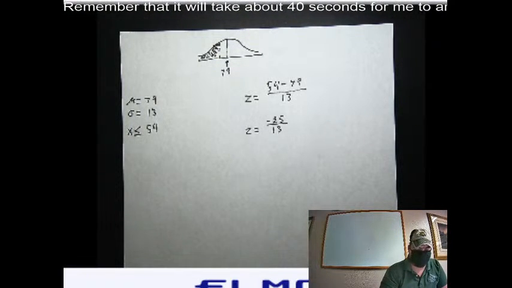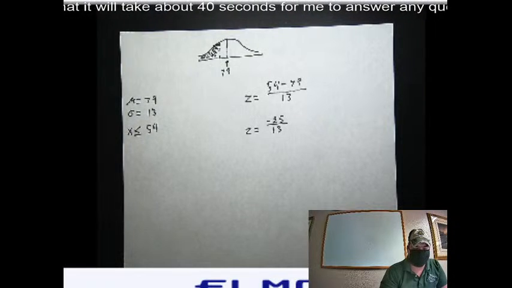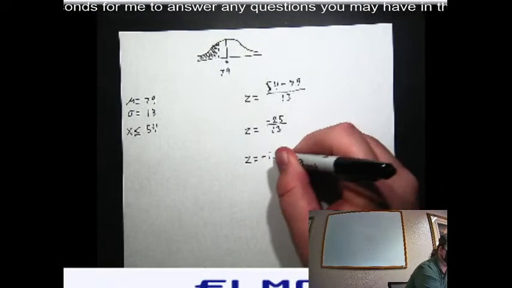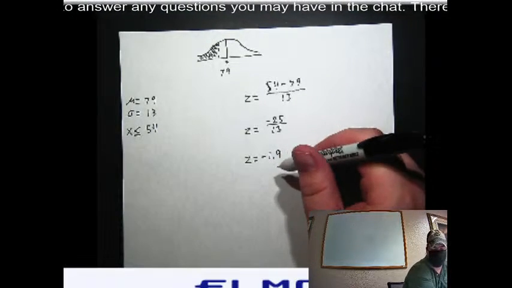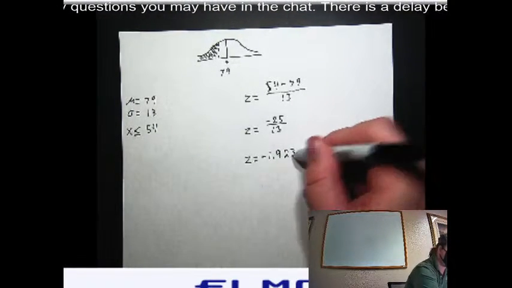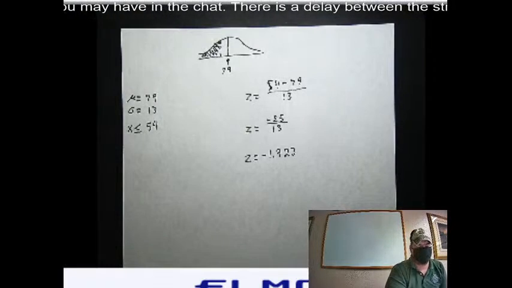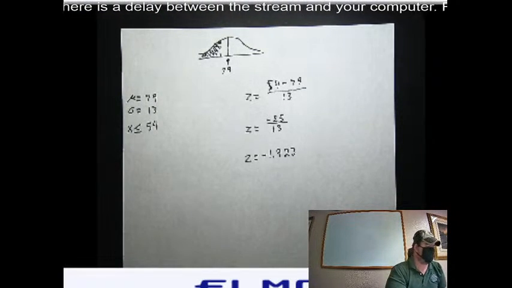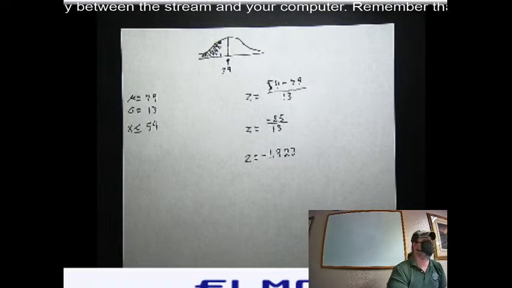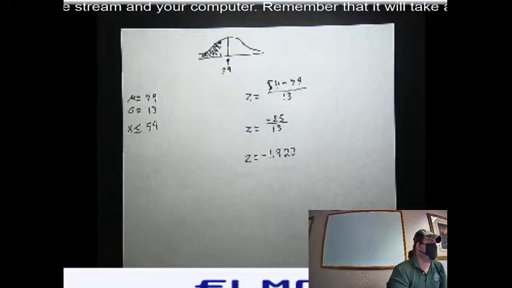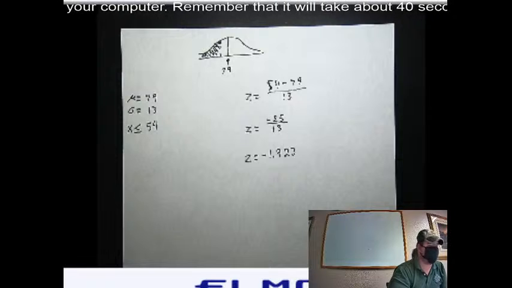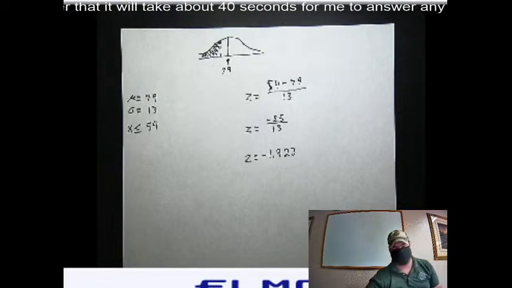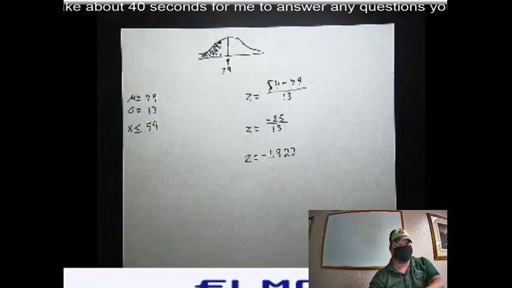Let's see what it comes out to be. Negative 25 divided by 13 is a z-score of negative 1.923. And the decimals keep going on and on, but I don't need all of them. Okay, so again, we have a negative z-score here. That means that we need our negative z-table.